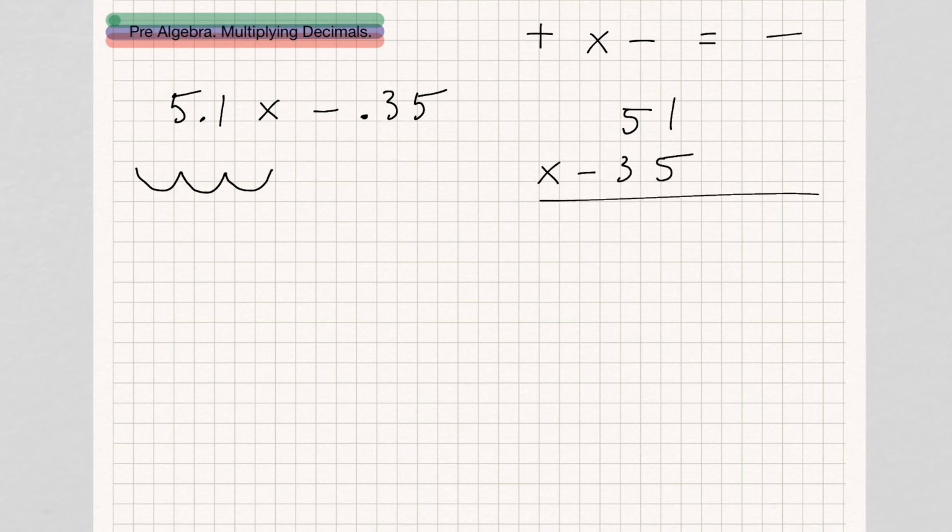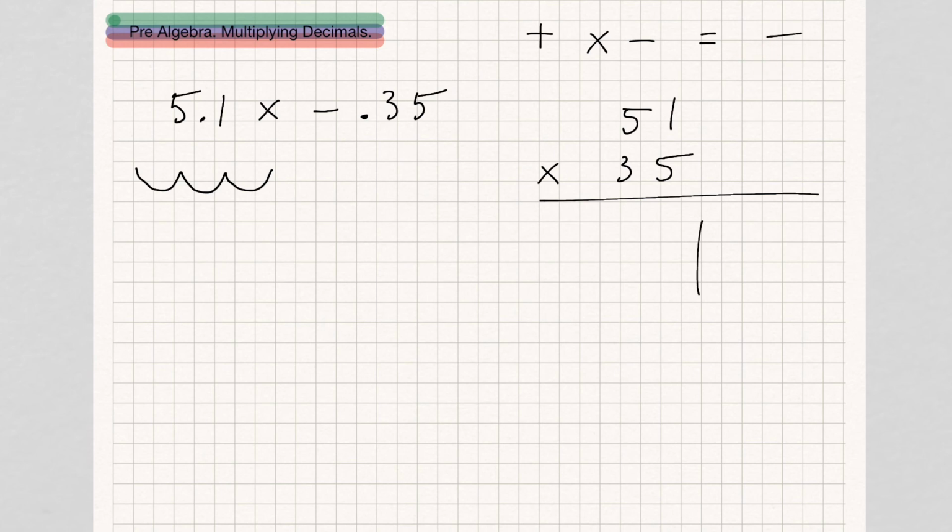You could kind of ignore this negative sign for now, so long as you know that the answer is going to be negative. You can see we have positive times negative equals negative. So you could ignore this for now. In fact, I'm just going to go ahead and erase it, so long as you remember to tack on this negative sign in the answer.